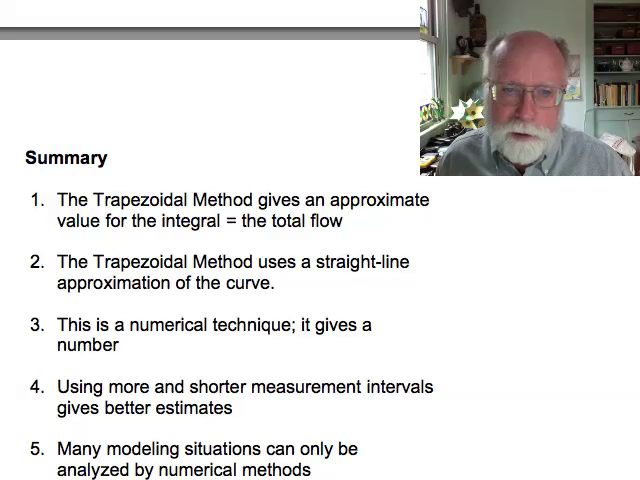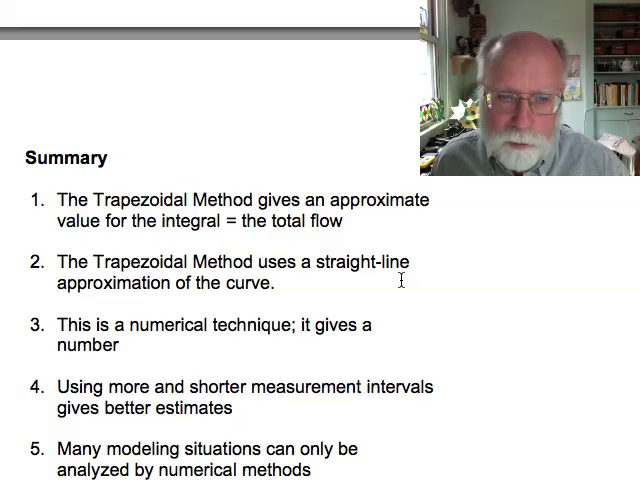And finally, let's just summarize. The trapezoidal method gives an approximation for the integral for the total flow. The trapezoidal method uses a straight line approximation of the curve. This is a numerical technique. It gives a number, so when you're doing numerical integration, your answer is actually a number. Using more and shorter measurement intervals gives better estimates usually.